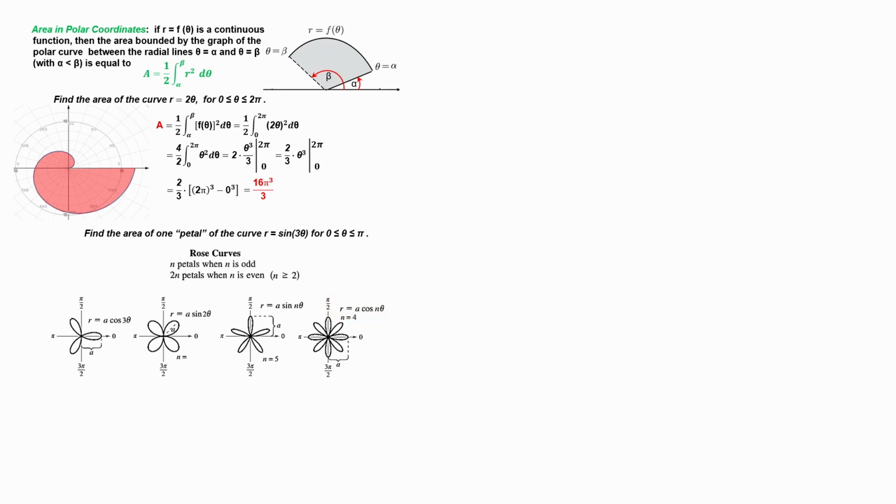The number of petals on the rose curve depends entirely on the value of n. If n is odd, the curve has exactly n petals. If n is even, the curve has 2n petals. For example, r equals a cosine of 3 theta has 3 petals, since n equals 3, which is odd, while r equals a sine of 2 theta has 4 petals, since n equals 2, which is even.